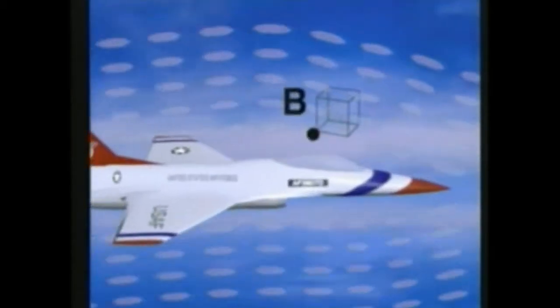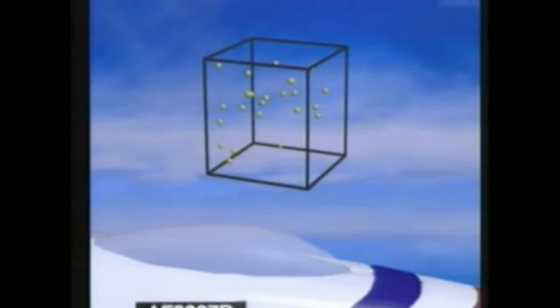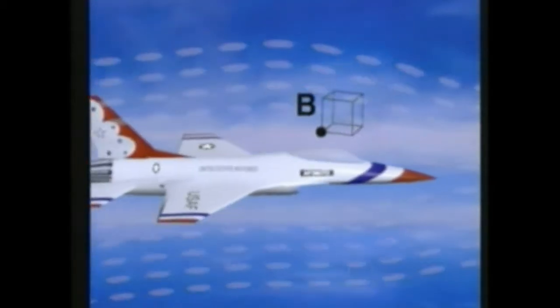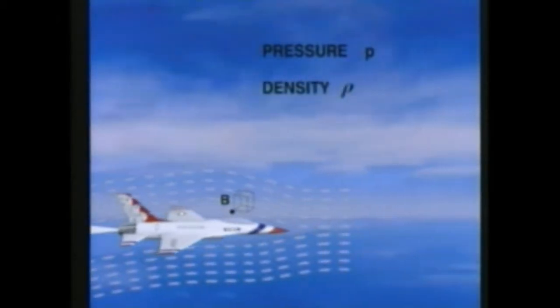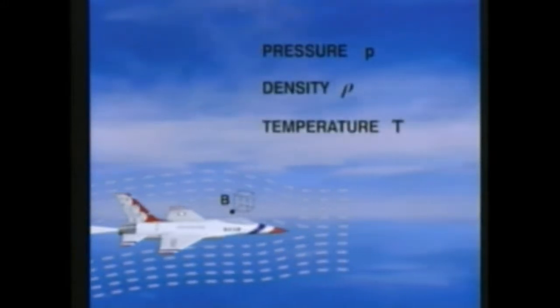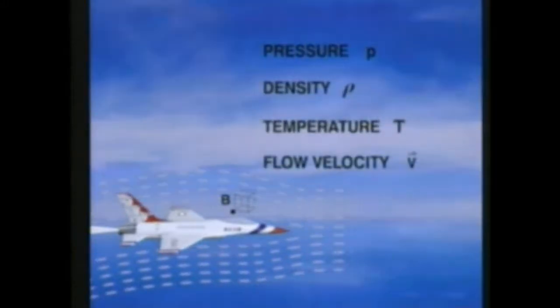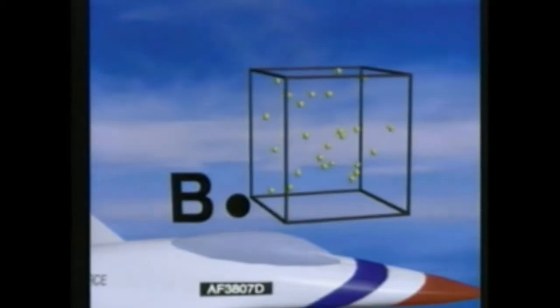discipline. We begin by defining an infinitesimal element of the gas or fluid flowing around the body. Four fundamental properties, pressure, density, temperature, and flow velocity, describe the state or condition of this fluid element. Consider one wall of the fluid element.